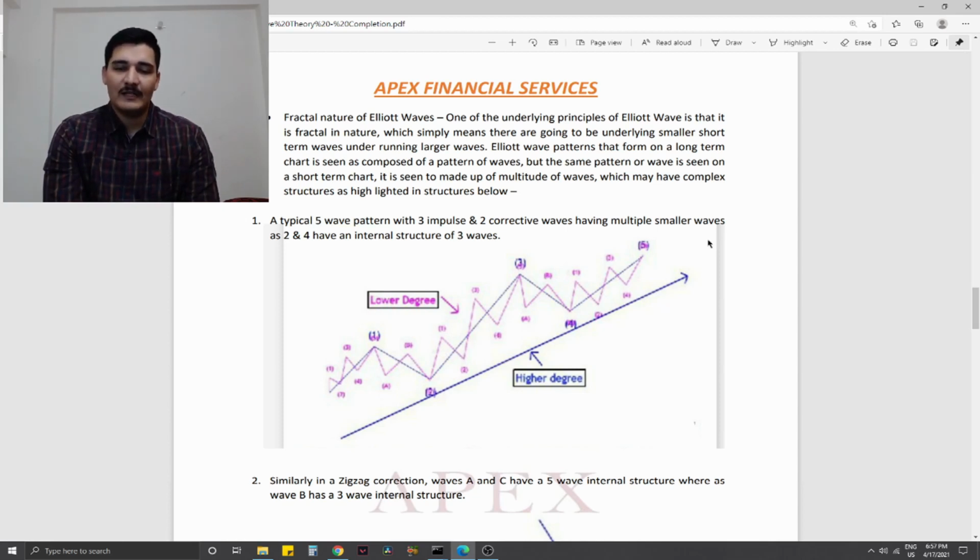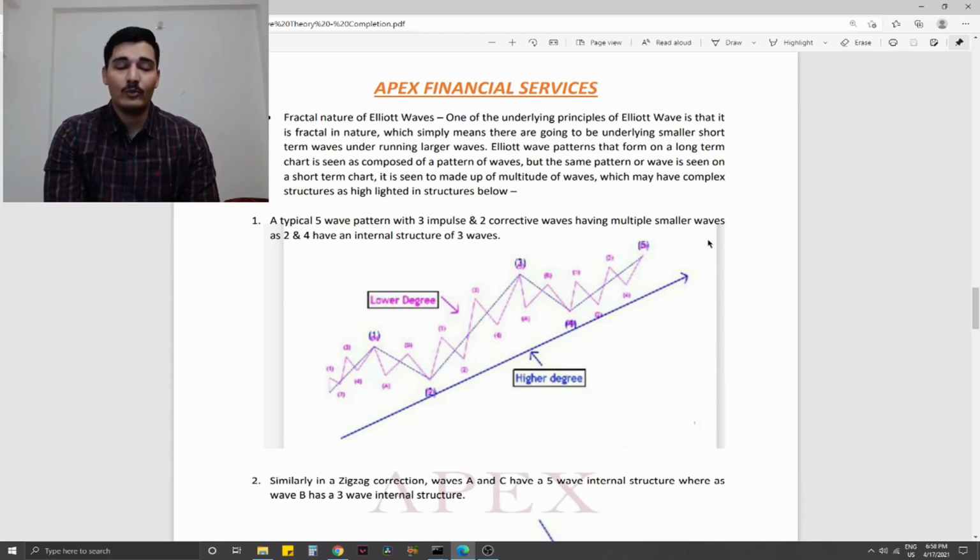Similarly, Elliott waves too are fractal in nature, in the sense that within an impulse wave you can have multiple smaller 1 to 5 ABC patterns together on the larger time frame, which may add up to one big impulse wave or one big wave, leg 3 or leg 5 of the same pattern.